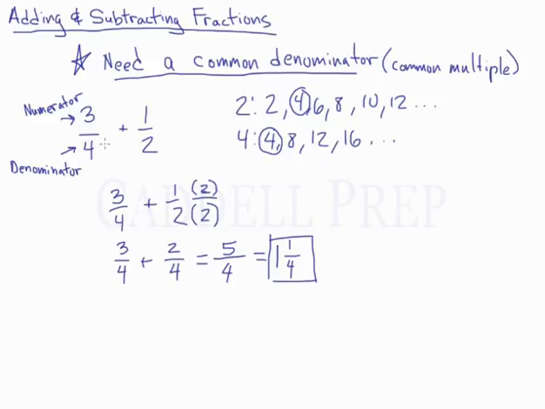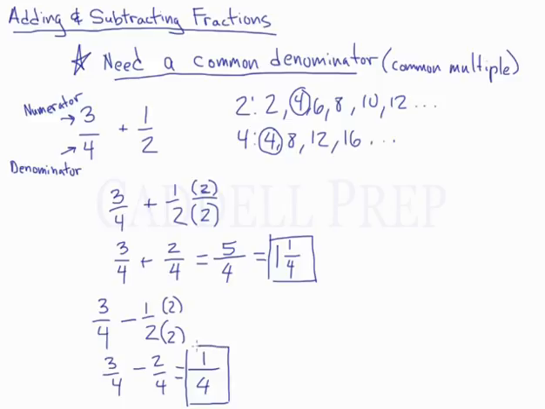We'll do another example of subtracting. Same numbers. 3/4 minus 1/2. So again, we need a common denominator. We're going to have to multiply this by 2. So we get 3/4 minus 2/4. And in this case, we just subtract the numerators. So 3 minus 2 is 1. And that would be our answer, simply 1/4.